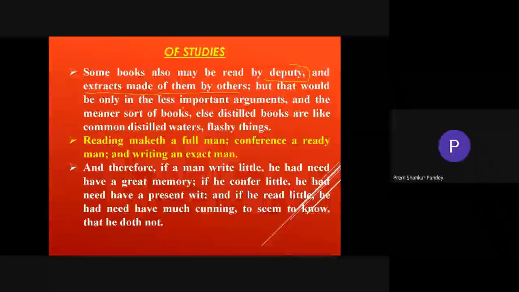But that would be only in less important arguments. So do not focus on their reviews, do not read the reviews, rather read the original text, because it is their argument, which is of very less importance, and the meaner sort of books. So when they make arguments about a particular book, it is a kind of review which is of very mean thing. It is like distilled water. The water is distilled, filtered, all the minerals and vitamins are gone. So that review is just like distilled water.